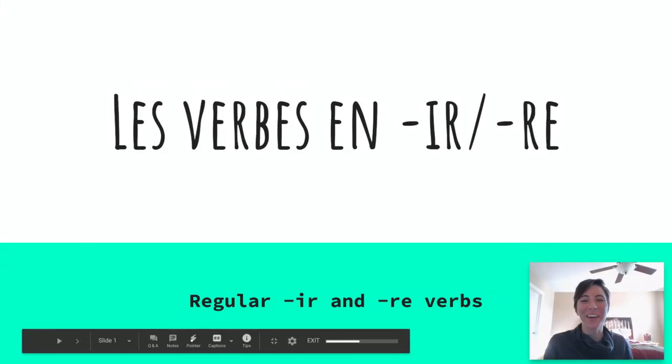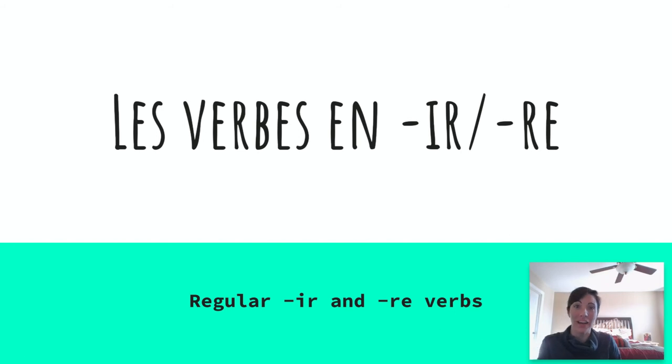Today we're talking about regular IR and RE verbs. So this is how to conjugate regular verbs that end in IR and RE. First we're going to review a couple of terms.